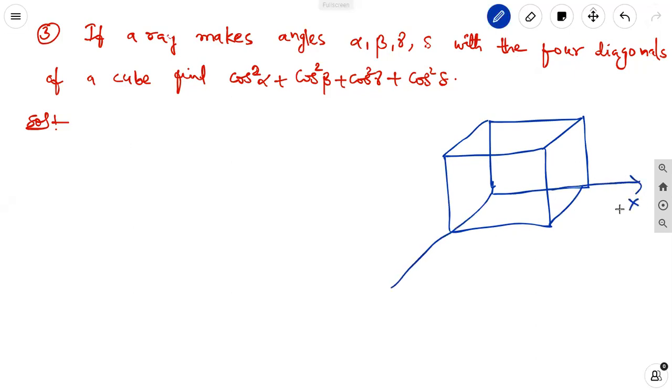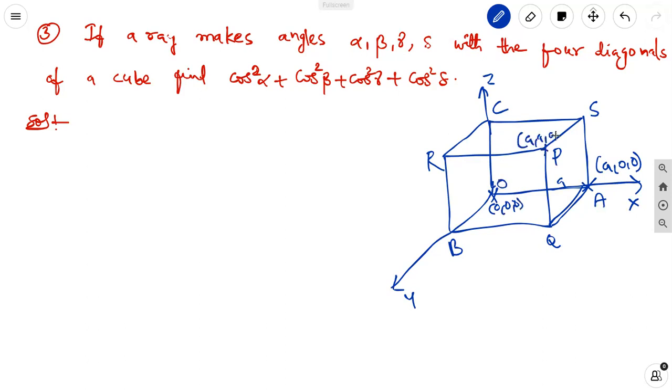It is the x-axis. This is the y-axis, B point, A point. This is the z-axis, C point, P point. Okay, it's Q, R, S. Just cube means the sides are equal. So on the x-axis A comma 0 0, it is the intersecting origin 0 comma 0 comma 0. P is A comma A comma A.